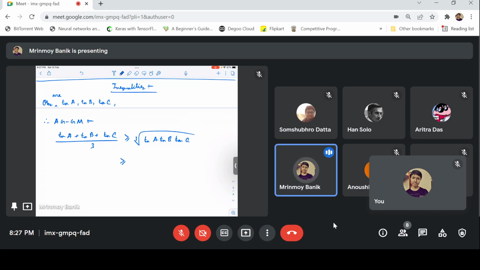Now since we know the sum is equal to the product, replace it with any one of them. So cubing both sides and cancelling out tan A, tan B, tan C, assuming it's a triangle, so none of the angles will be 0, we can cancel out. Twenty-seven, right?